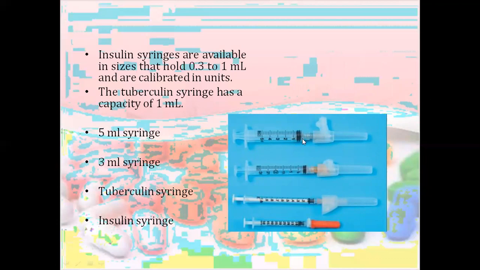So this is a 5 ml syringe. This one is a 3 ml syringe. This is called a tuberculin syringe, and this is an insulin syringe.